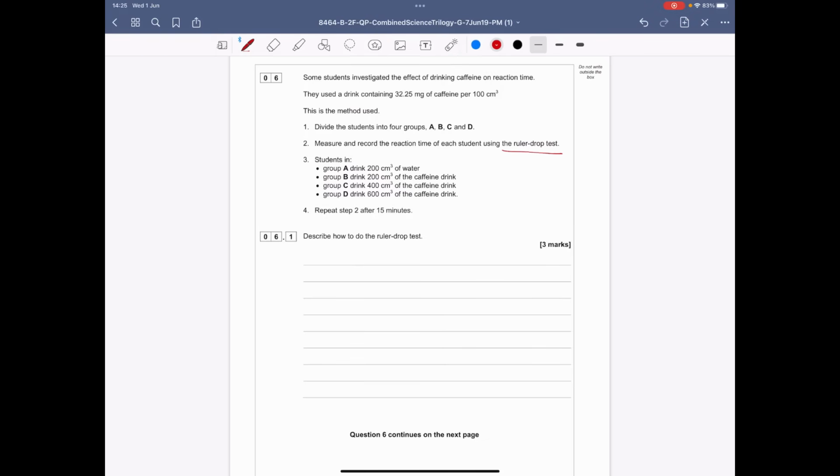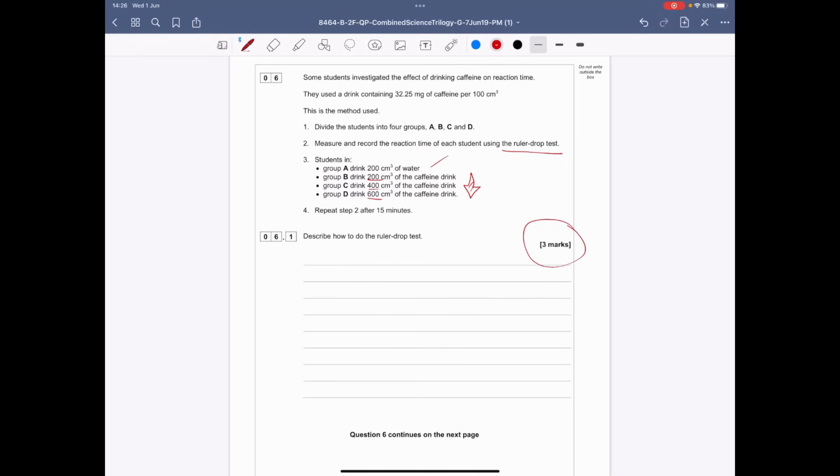The students in groups, this is what they had. So group A just had water. Group B had 200 centimetre cubed of the caffeine drink, C 400 centimetre cubed and D 600 centimetre cubed. So the amount they had was going up in B, C and D. They repeated step 2 after 15 minutes. Describe how to do the ruler drop test in 3 bullet points.